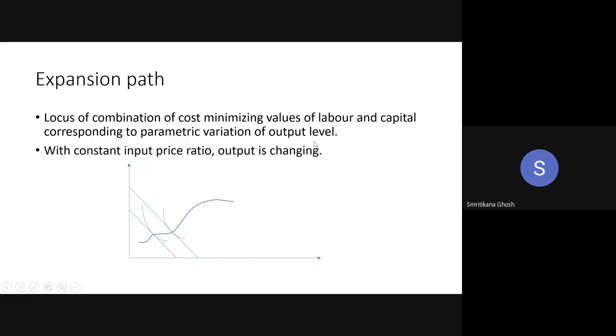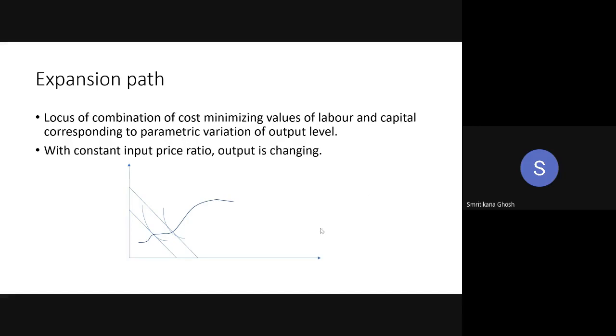That means you are changing your output level given the W by R, and the cost minimizing L star and K star are on your expansion path. So this is the definition of your expansion path. Look at this diagram. This is the general shape of your expansion path. It's upward rising but uneven in shape. There is no particular shape actually. Concave, convex, straight line, anything can happen. Obviously, it is upward rising because you are increasing your total cost continuously.